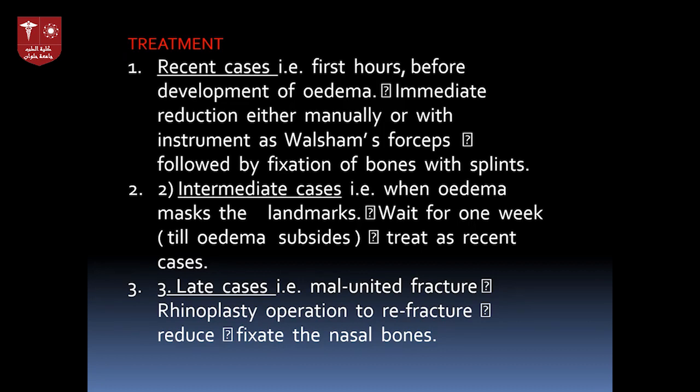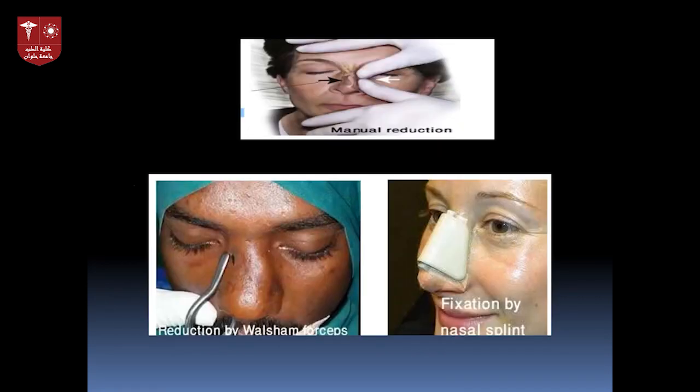If the patient comes to you late, like after 2 weeks, 3 weeks, 1 month, and it's already deviated and deformed, this is called a malunited fracture. So a rhinoplasty operation has to be done to refracture, reduce and fixate the nasal bones. Watch the figures.